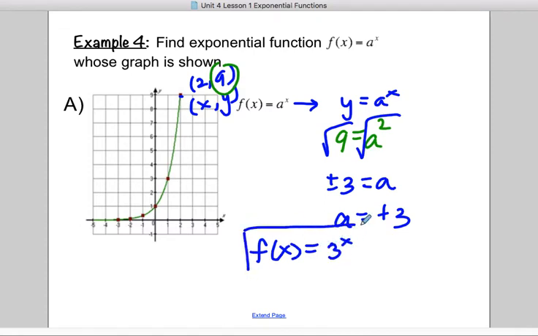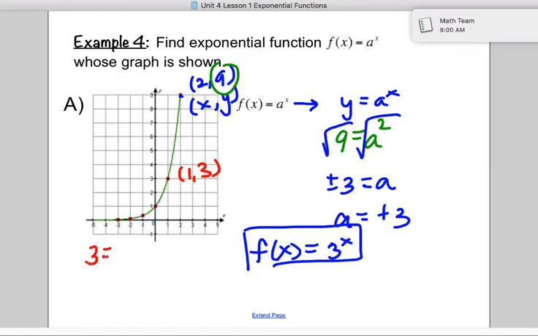There it is. Could I have used another point? Yes, I could have used 1, 3. Probably would have been a lot easier to use 1, 3. But y would be 3. Sorry about that. Okay, y would be 3 equals a to the first power, so a is equal to 3, and I would get the same answer.